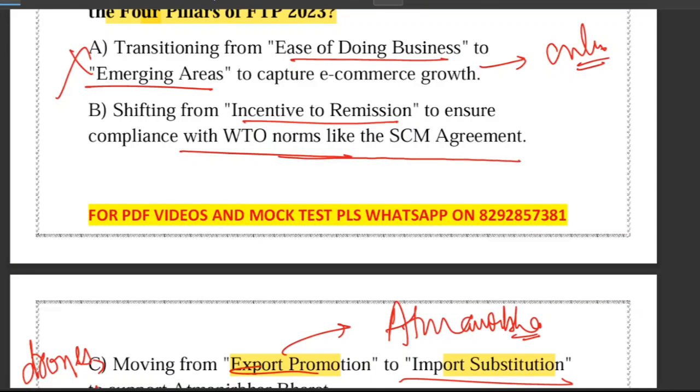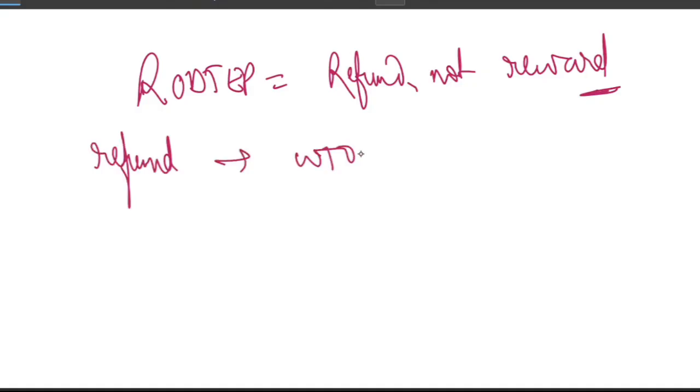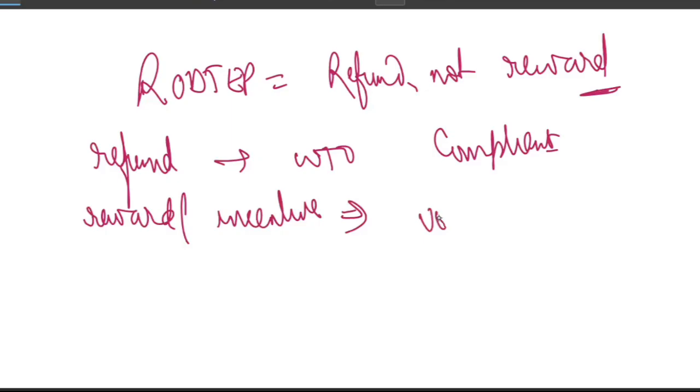Let me give you one trick to remember RoDTEP. You can think of RoDTEP as refund, not reward. This way you can remember it. If money is a refund, it is WTO compliant. But suppose it is a reward or an incentive, in that particular case it violates WTO. Refund is WTO compliant; reward and incentive will violate WTO.